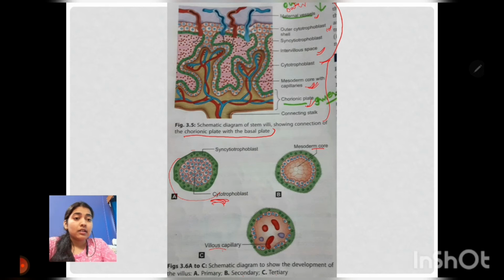This is a schematic diagram to show the development of the villus: primary, secondary, and tertiary. I showed you earlier that the primary villus is formed on day 13 of fertilization, made up of cytotrophoblast and syncytial trophoblast. Then on day 16 the mesodermal core arises, and on day 21 the villus capillaries, that is fetal capillaries, get into the placenta.